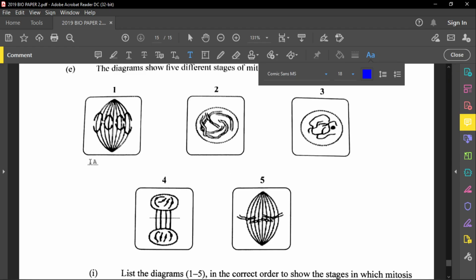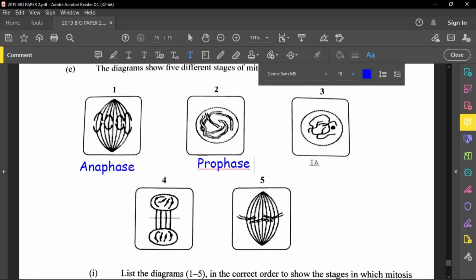Based on the structure, let's start with number 1. So number 1, notice the chromatids are going in opposite directions. So this is what they call the anaphase. Okay, so this is anaphase. All right, and here now, for number 2, you can see that the chromosomes are coming together. The nucleolus is not there as in this one. So this one here, we call the prophase. Okay, this is the prophase.